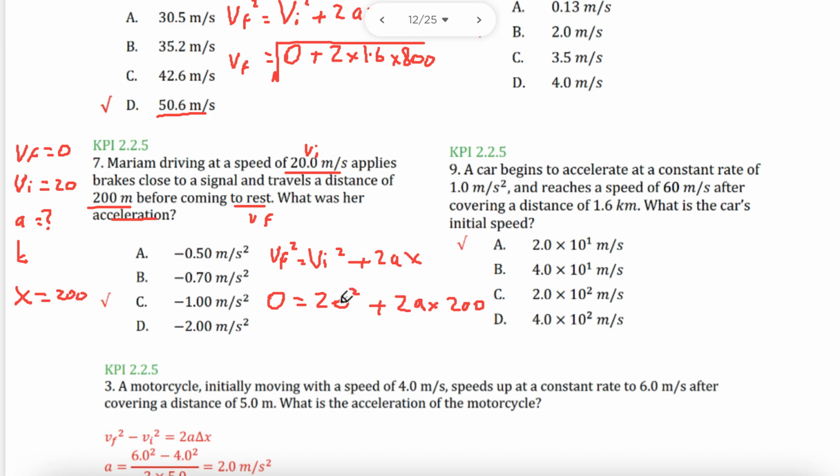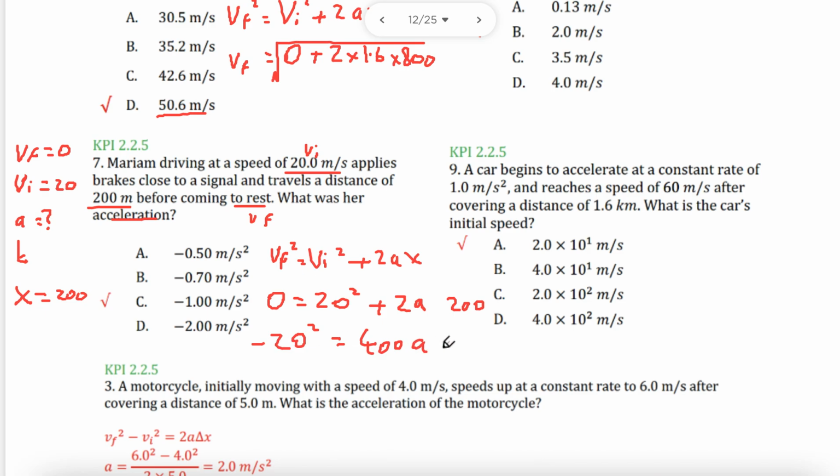So what I could do is take the 20 to the other side. That will become minus 20 squared. I can write that equals 2A times 200. Well, actually, let's simplify it. 2 times 200, that is not an x, by the way, that's a multiply, just in case you think there's an x there. That is 2A, the x is 200. That is 400. So what I'm going to write is just 400.